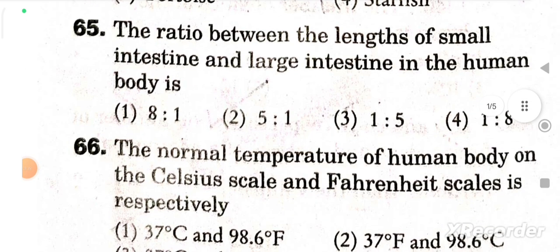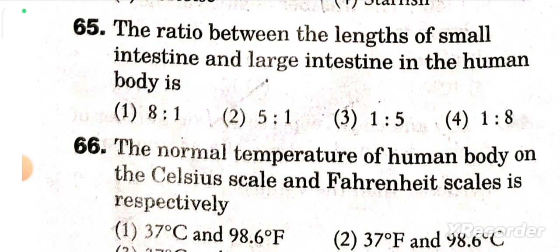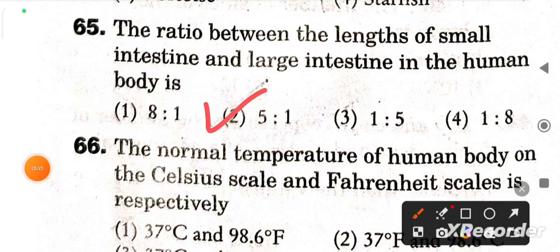Next question is, the ratio between the lengths of small intestine and large intestine in the human body is 5:1. Second one will be the correct option here.